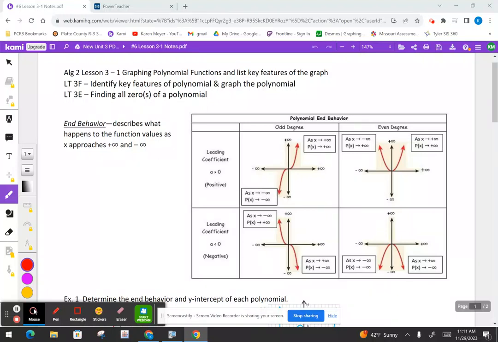All right, today we're going to talk about graphing polynomials and listing out some key features. So the first new key feature that we're going to talk about is going to be called the end behavior. So if you look over here to the side, we have a little definition for that.